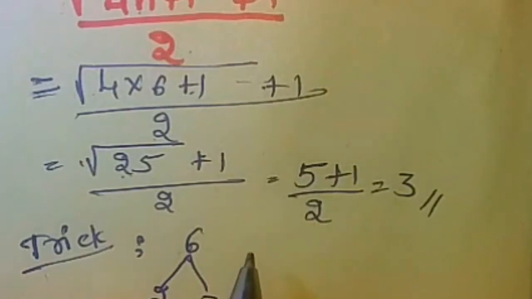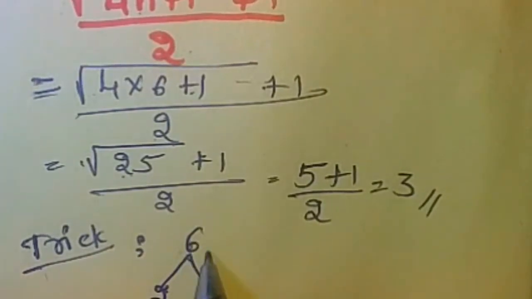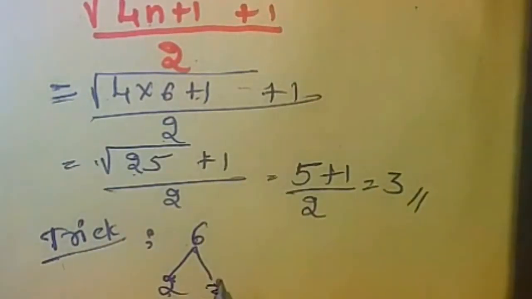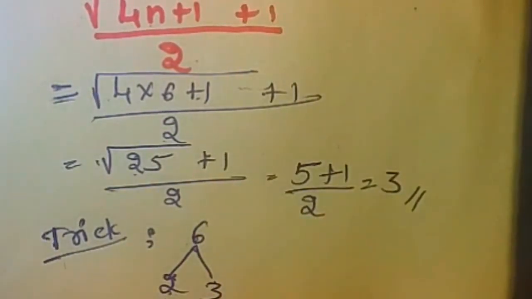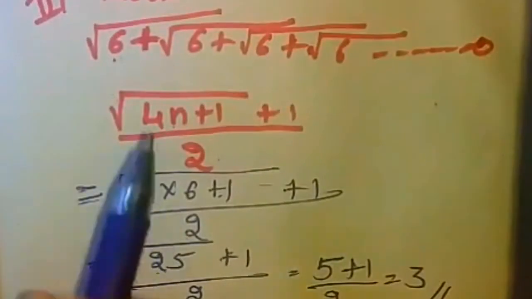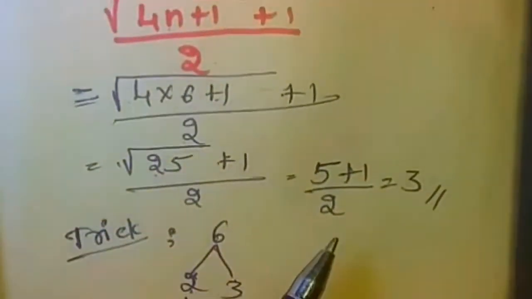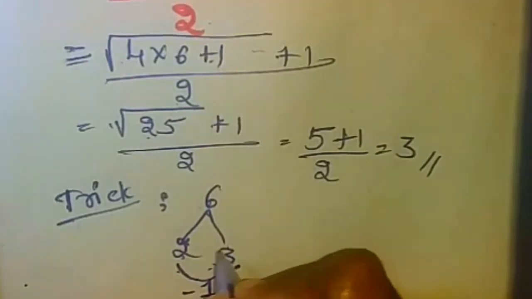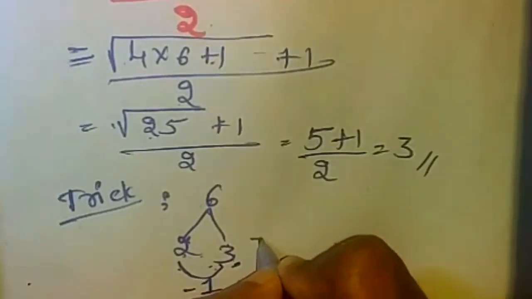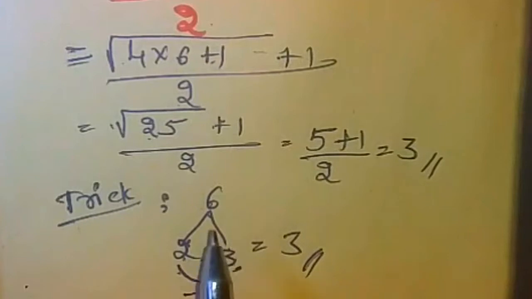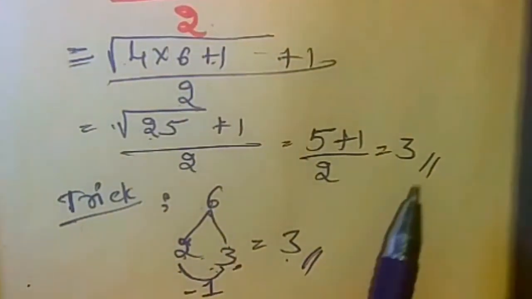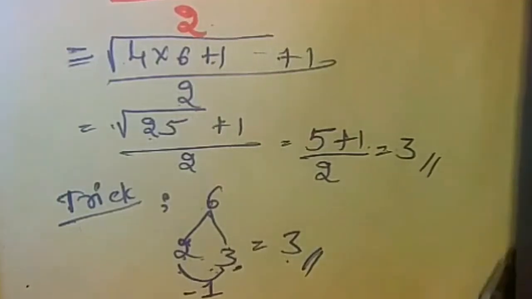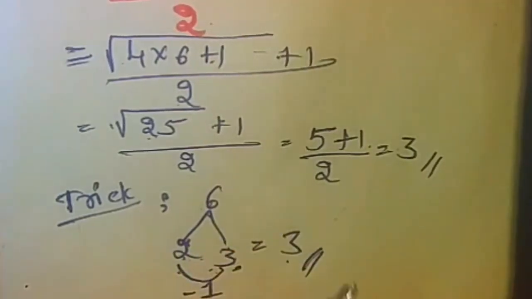When the difference is 1 and the factors are there for this number, take the bigger number. Why the bigger number? Because here in the problem we are having a plus symbol, right? So if there is a plus symbol, you can take the bigger number. So in this 2 and 3, what is the bigger number? 3. See, using the trick we get the same answer, and using the formula also we got the same answer, right? So it's very simple to calculate like this.